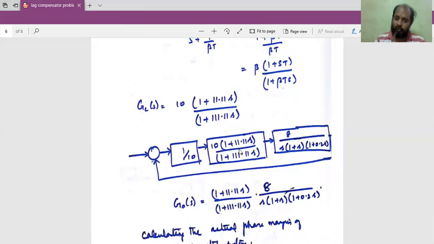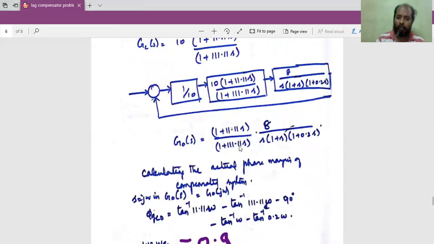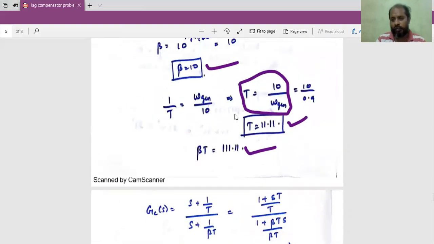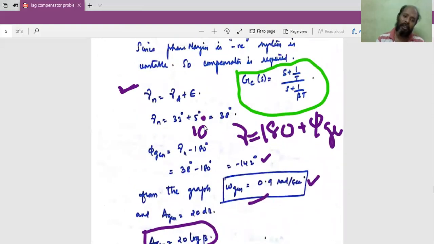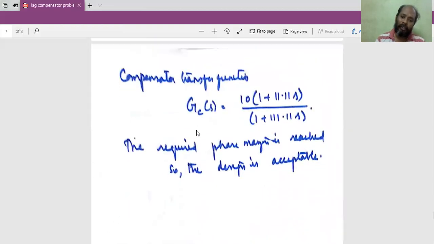So the only problem with this design, you are able to reach the phase margin, but the problem is your time constant is a little higher. To minimize this, you can also repeat the procedure by changing to a 10-degree value instead of a 5-degree, and do the similar steps followed in the previous procedure. And finally, you will get a different compensator value and an acceptable specification.